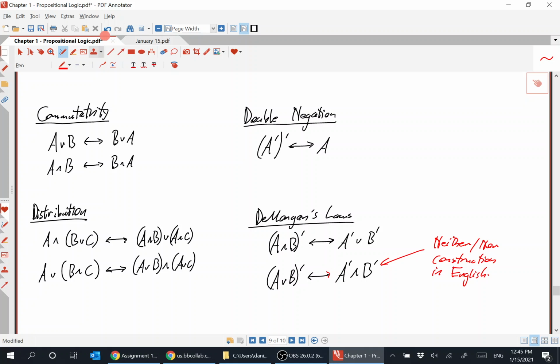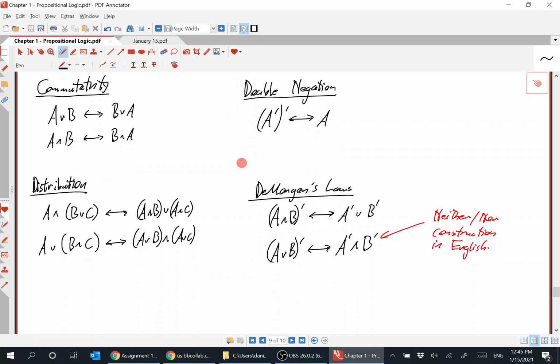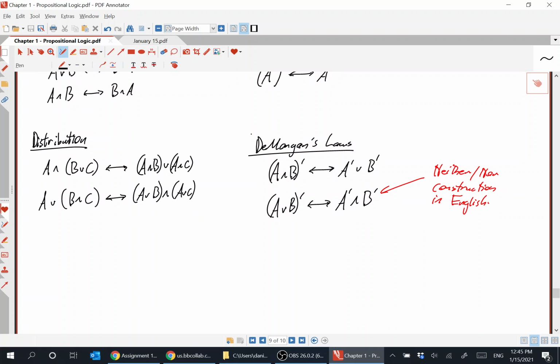I'm trying to say that it's something that should be clear. But we'll do a truth table for that one, maybe that and distribution. De Morgan's laws, complementation.